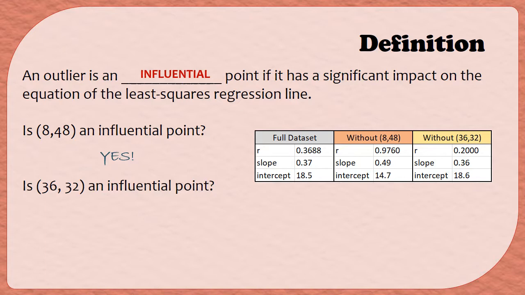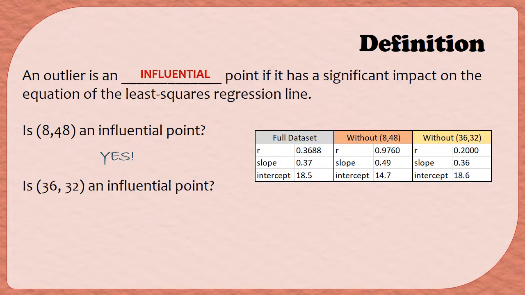If I look at 3632, we're going to compare the values from the yellow column with the gray. So we're going to compare without 3632 to the full data set. Here, the R value is 0.2, which is still smaller than the full data set, which had an R value of 0.36. So the R value is a little different. I mean, it's not as different as the other point was, but it is a little bit different. The slope and the y-intercept, however, are really similar. The slope without 3632 was 0.36. It was just 0.01 away from the slope of the full data set.